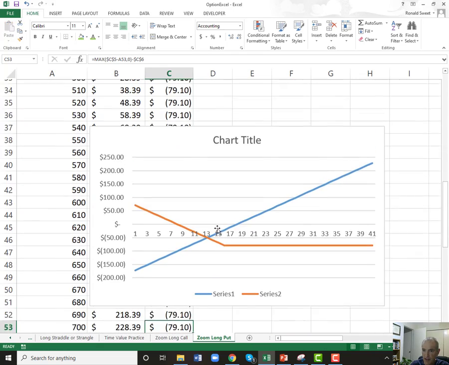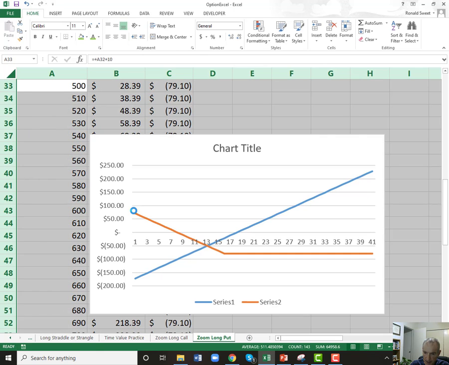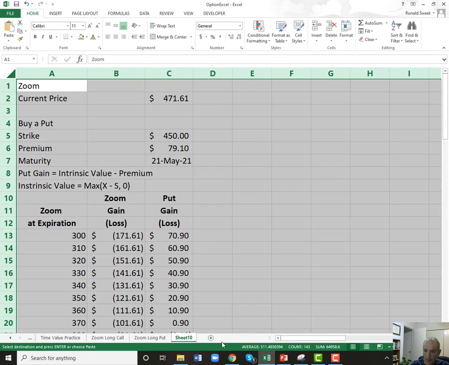And so again, we get the hockey stick, but here it's going the opposite direction. Remember, with the put, the hockey stick goes backwards because it's a bearish strategy. It makes money when the stock falls. So there's our put. I'm going to copy that entire thing over. And now we're going to do a Zoom protective put.